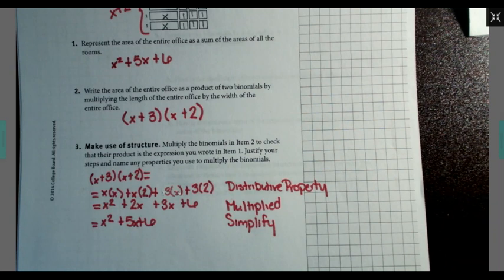Go ahead and take a moment to copy down the answers for questions 1 to 3. We'll be moving on to questions 4 through 6, but before we get there, I want you to do the debriefing question on the page to follow.